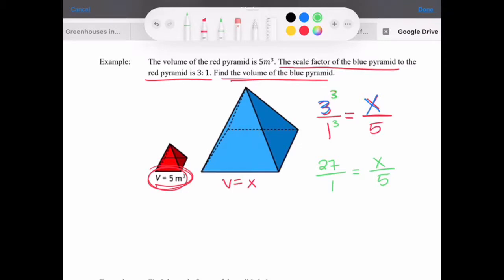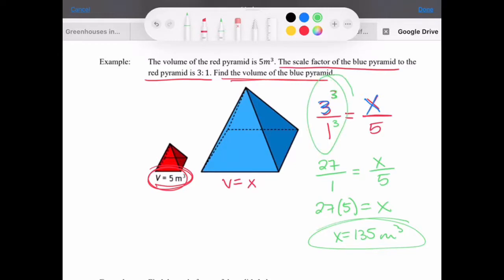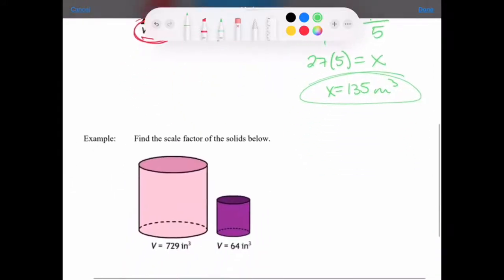So now all we have to do is solve for x. We get 27 times 5 is equal to x when I cross multiply. So x is equal to 135 meters cubed. Okay, so all you have to do is set up a proportion, and you have to be careful. If it's talking about volume, you'll be cubing. If it's talking about surface area, you'll be squaring. Just make sure that you're squaring the scale factor of the pyramids and not the volume section or the surface area section. You're squaring the correct side.